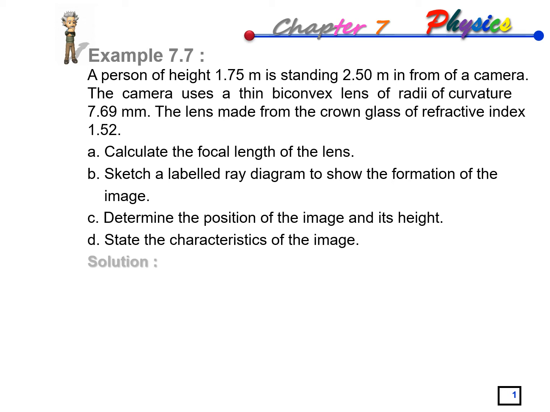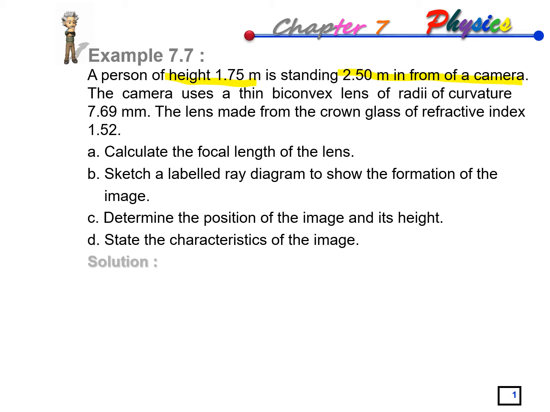For the last subtopic, we will look into refraction through thin lenses. For example 7.7, you have a person whose height is given as 1.75 meter. This will be the height of the object, standing 2.5 meter in front of the camera. So this one will be your object distance, U.